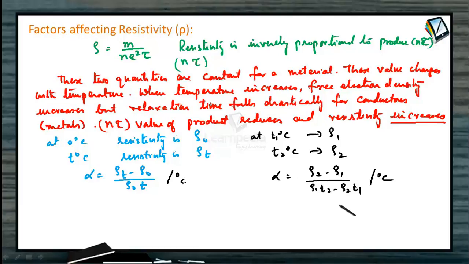For a semiconductor, charge carrier density increases so rapidly with temperature that the fall in average relaxation time cannot reduce the product. Hence, resistance of a semiconductor decreases as temperature increases. Alpha is negative for semiconductors. That is, with increase in temperature, alpha value will decrease. So it has a negative temperature coefficient of resistivity.